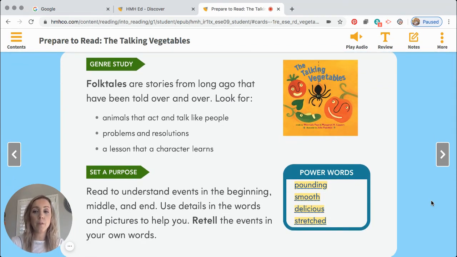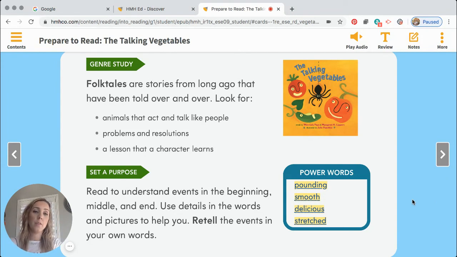Before we get started reading our story, there are a few power words that I want to go over with you. Remember, these power words are going to be inside of our text today, and as we come across those power words in our story today, remember your job is to read them out loud as we get to them in our reading.